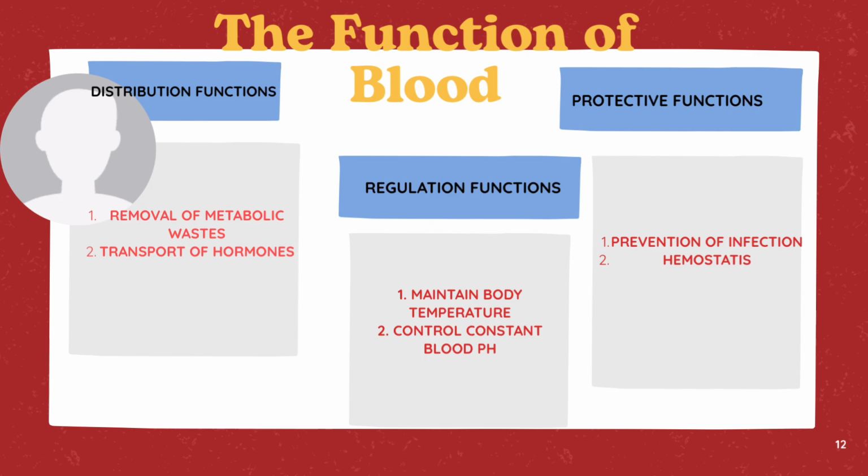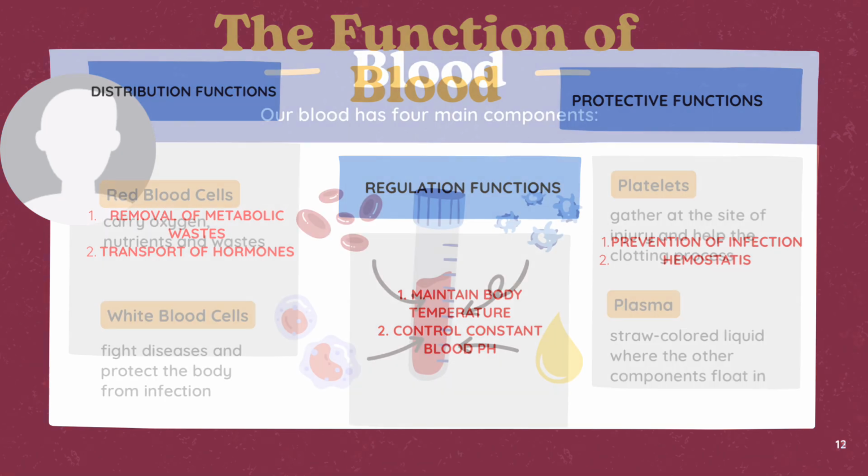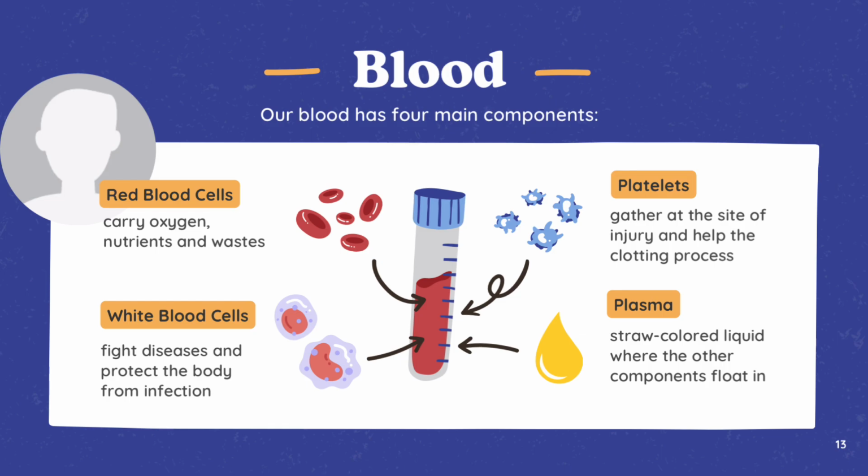The first one, distribution functions, is removal of metabolic waste, then transport of hormones. Then the regulation function is to maintain human body temperature and also control constant blood pH. The protective functions of blood are prevention of infections and hemostasis.